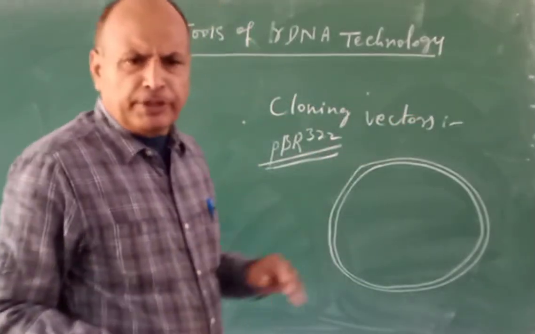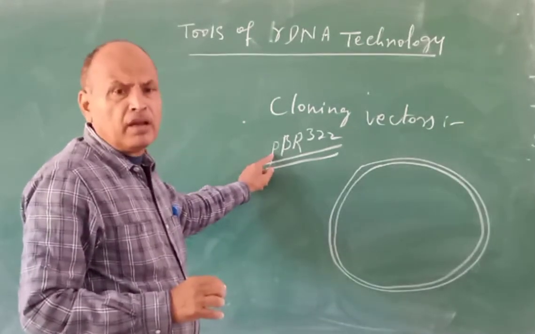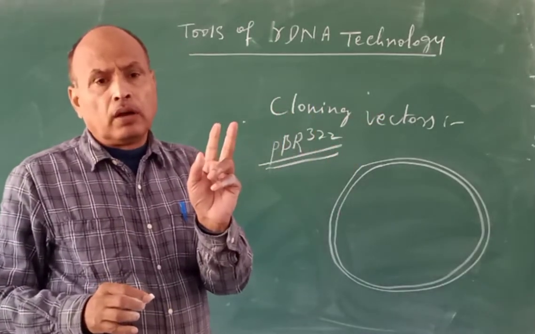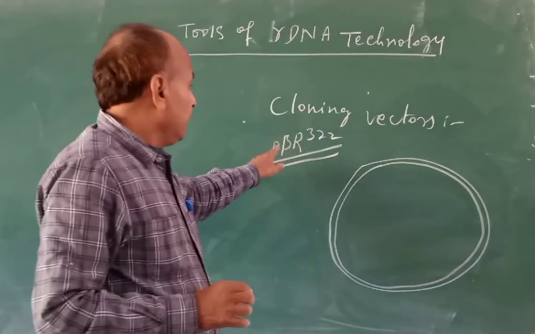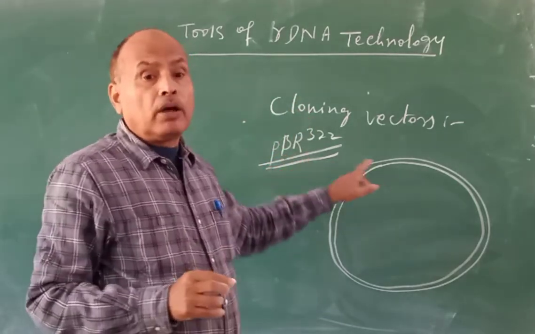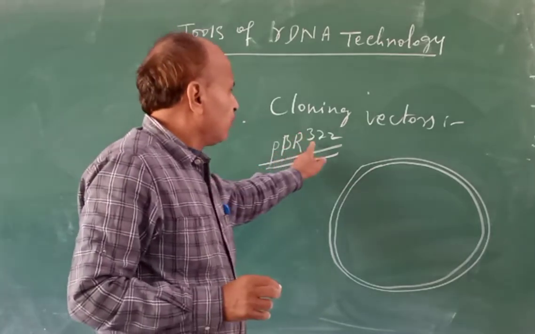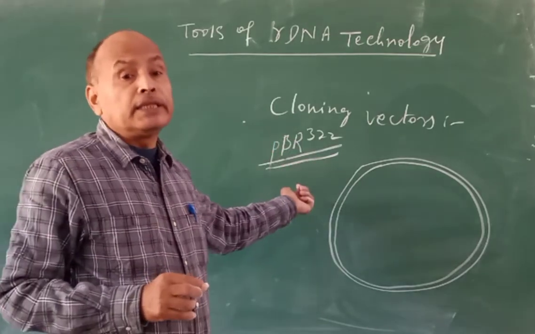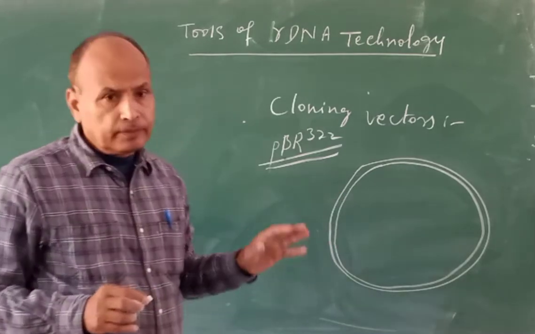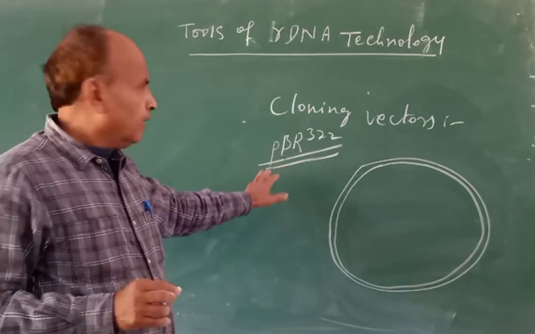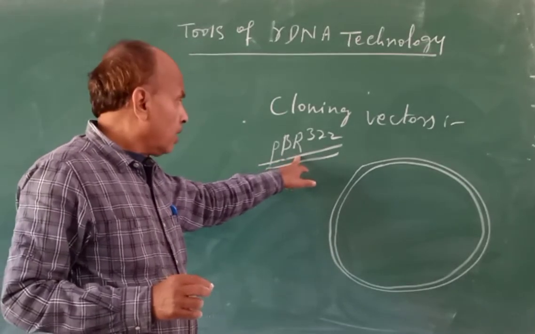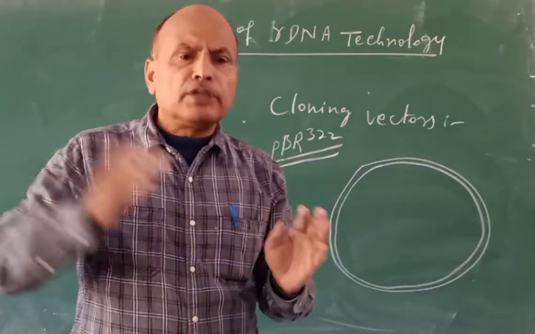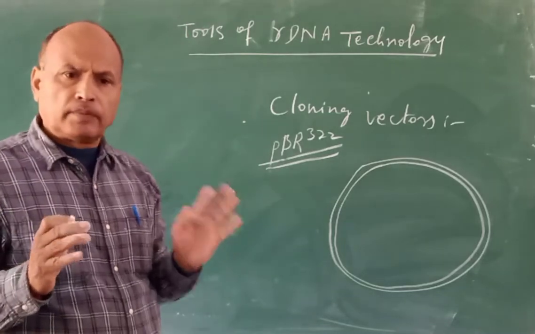P रिप्रेजेंट्स प्लाज्मिड। P किसको रिप्रेजेंट करता है? प्लाज्मिड को। B एंड R ये दो साइंटिस्ट थे, उनके नाम से लिया गया है। B फॉर बोलीवर, R for Rodriguez, and 322 is the code that has been kept by these scientists for this vector। ठीक है, समझ में आ गया? 322 is the code that distinguishes this vector from other vectors, right?